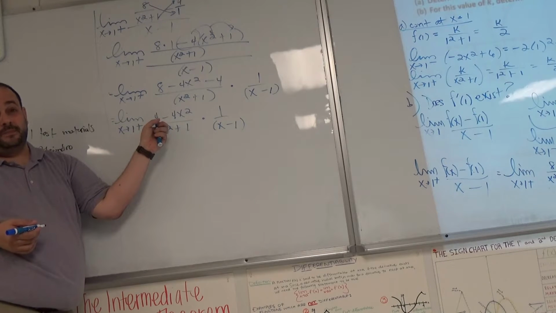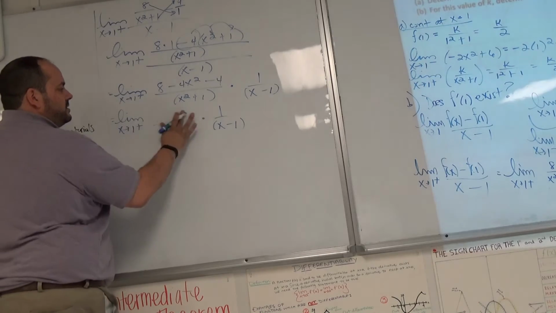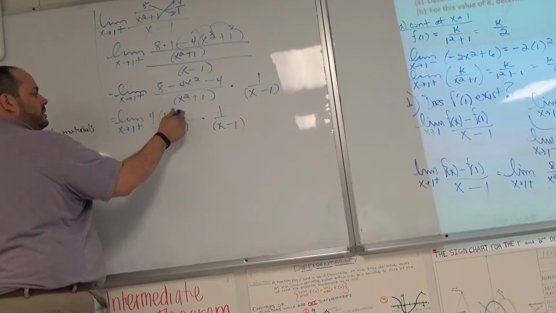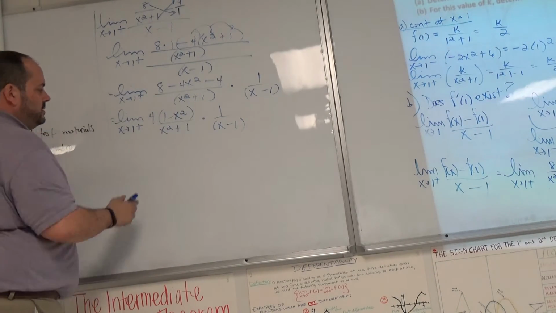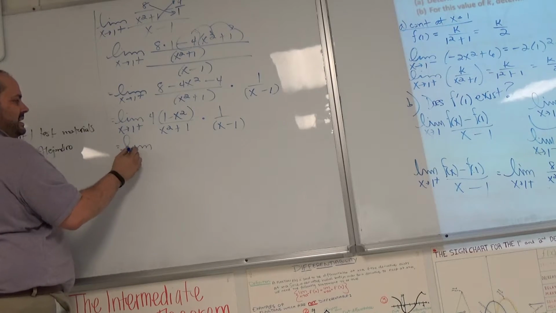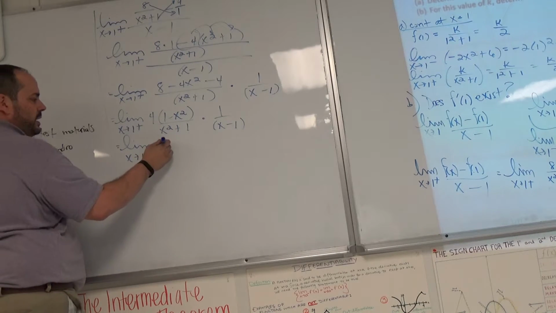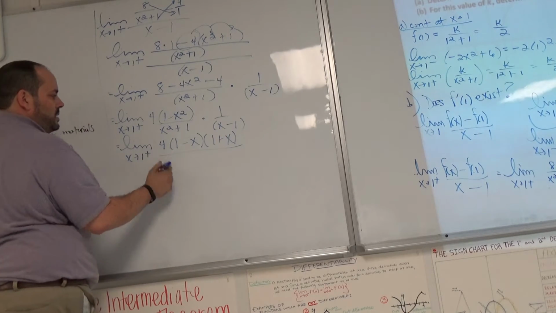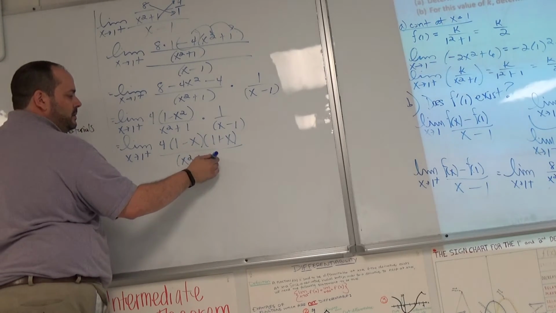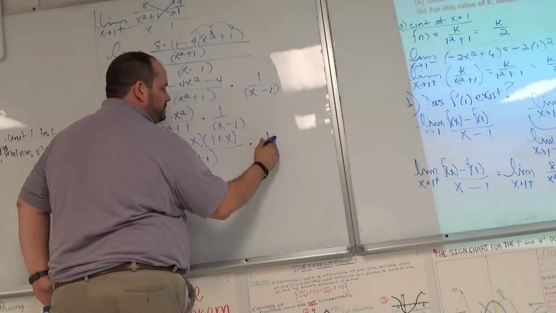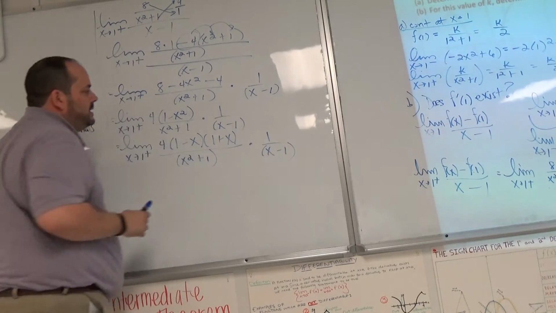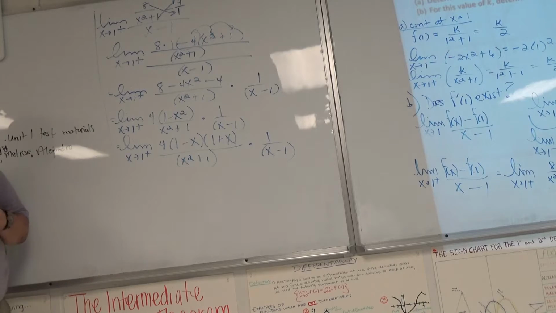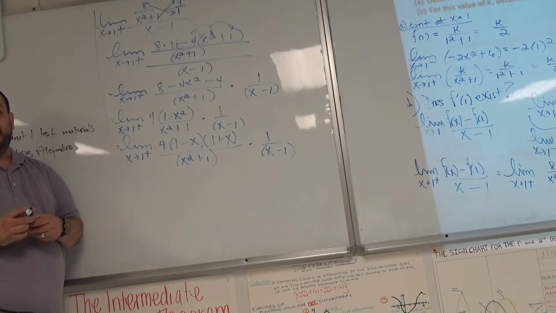You get a factor? So if I factor out the 4, that leaves me 1 minus x squared. And that is a difference of squares. 1 minus x times 1 plus x in the bottom, x squared plus 1 times 1 over x minus 1. Cancel if you see it.